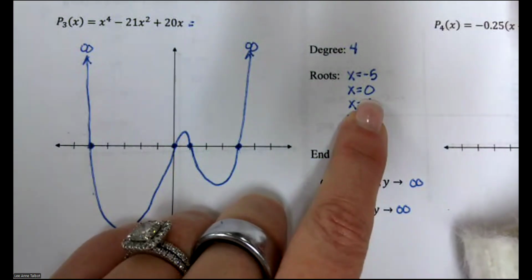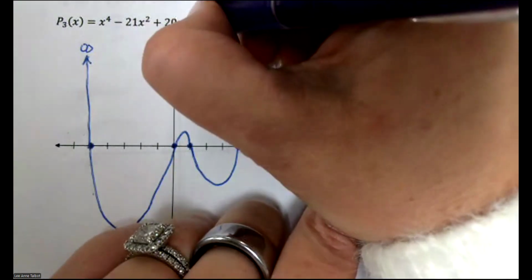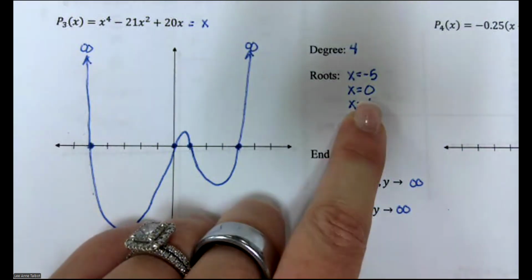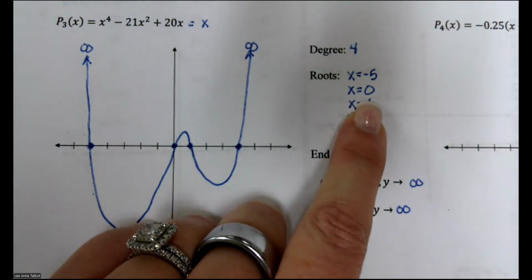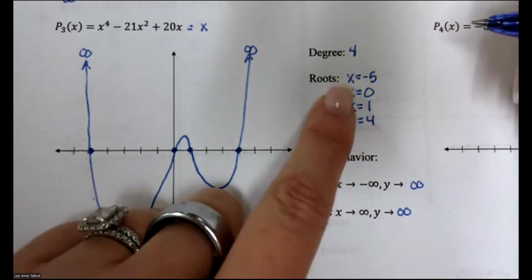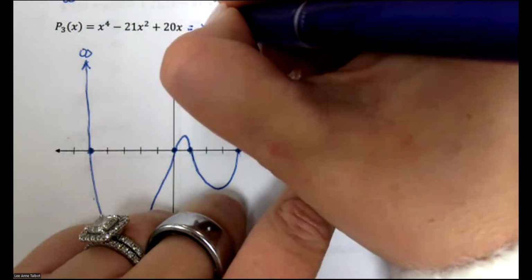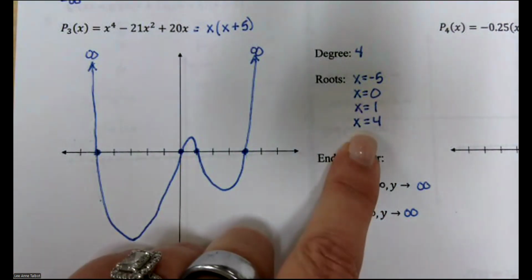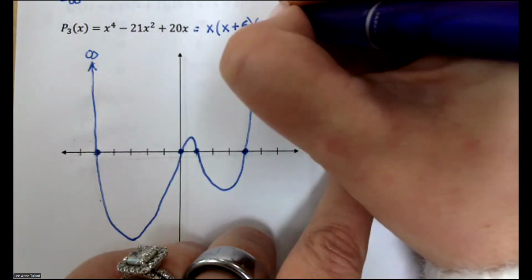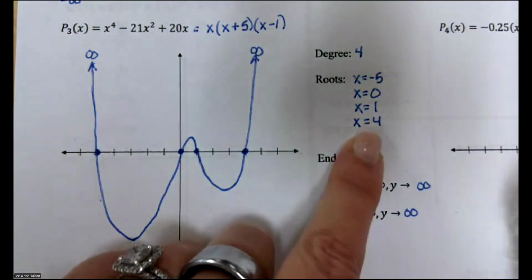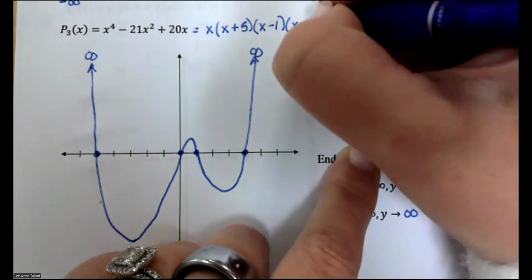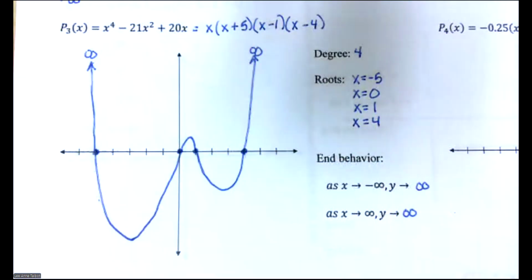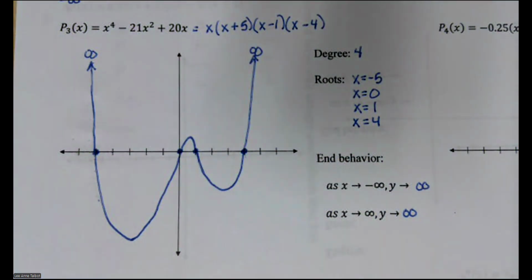The first one I'm gonna say is I noticed that there's a 0, so that means there's going to be an x in the front of my factored form. So that's this one. And then this one will be x plus 5 because you switch the sign. This one will be x minus 1. And this one will be x minus 4. So I basically used Desmos to cheat and factor for me.